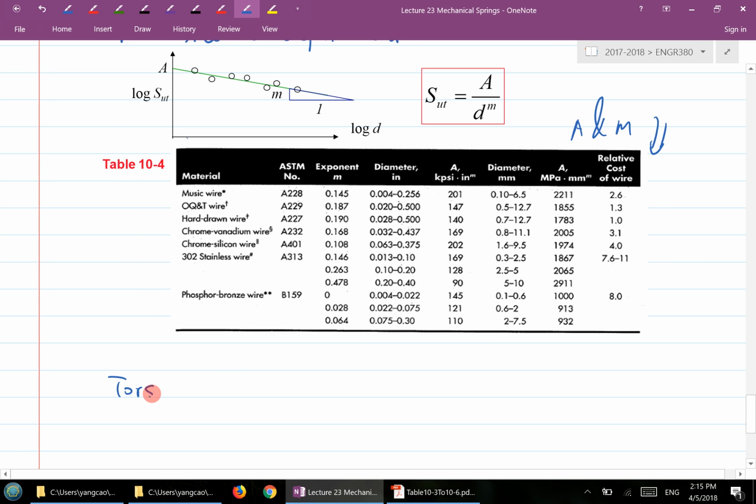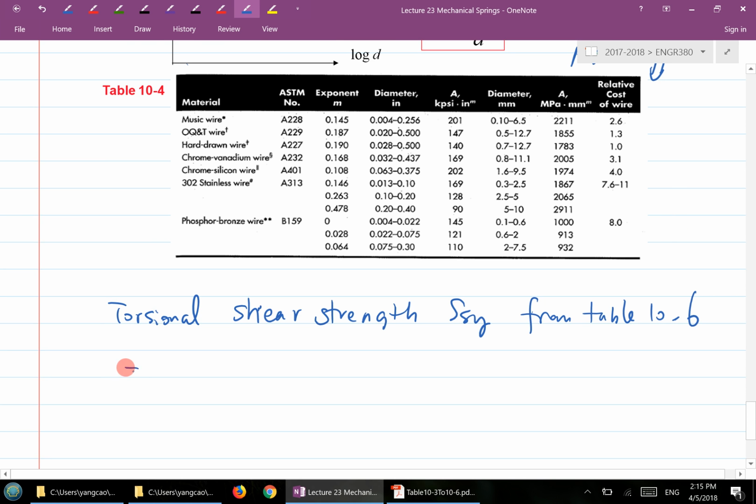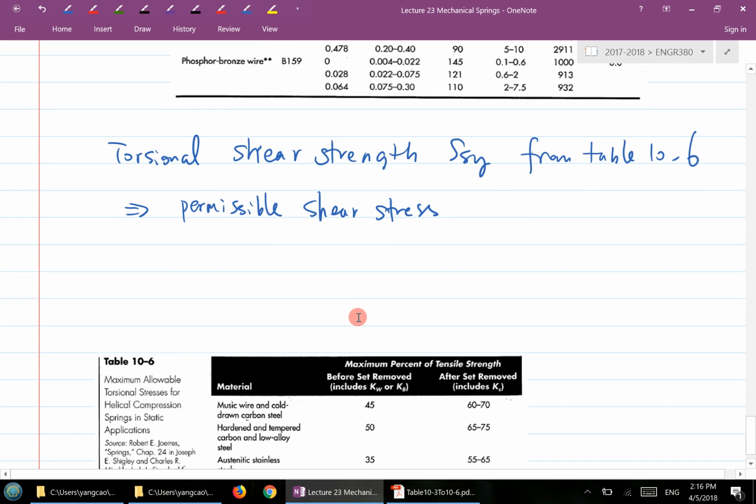Once you find the SUT value, what we need is the torsional shear strength, SSY. And SSY, as I said, because on the cross section of the spring all you have is a pure shear stress, if I want to compare the shear stress with a strength value, then it has to be the shear strength value, SSY here. So this value we need to calculate from table 10-6, which gives us a so-called permissible shear stress. Now 10-6 is this table right here.